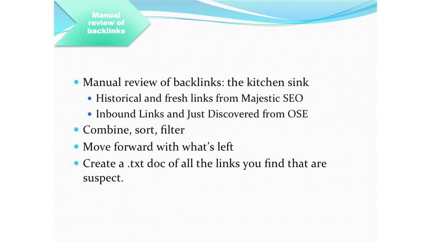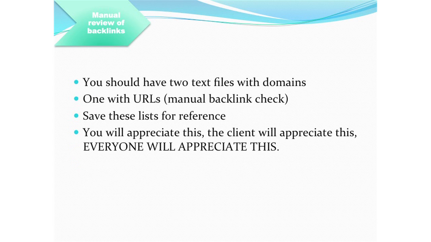And once that is complete, you're going to move forward with the links that you feel are going to either harm your site or really aren't helping your site. So we want to create another text document of all the links we find out there that are suspect. So now we should have two text files with domains. The anchor text report should be at the domain level, and the referring domains report, obviously, should be at the domain level. And then you should have one with URLs, which is your manual backlink check. And you want to save these for reference, because it's a ton of work.